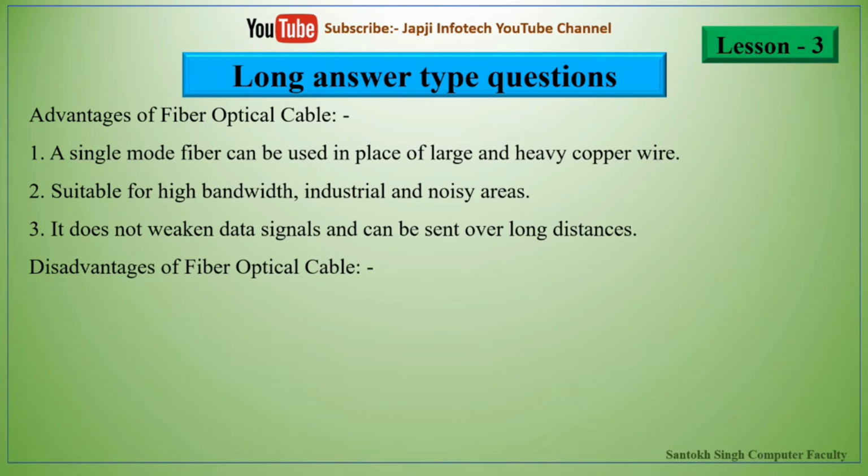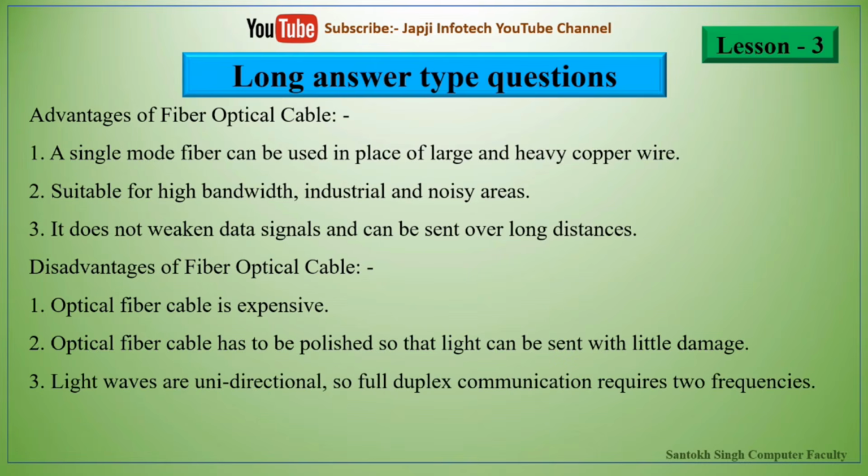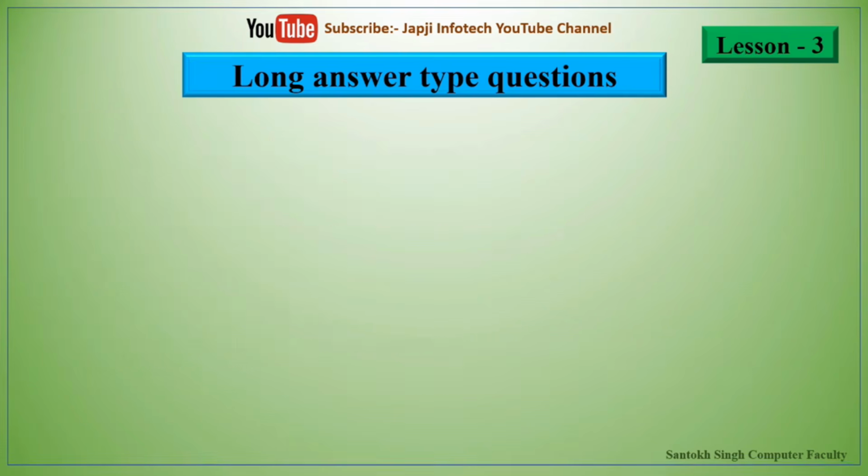So disadvantages of fiber optical cable are: first one is optical fiber cable is expensive. Optical fiber cable has to be polished so that light can be sent with little damage. Light waves are unidirectional, so full duplex communication requires two frequencies.